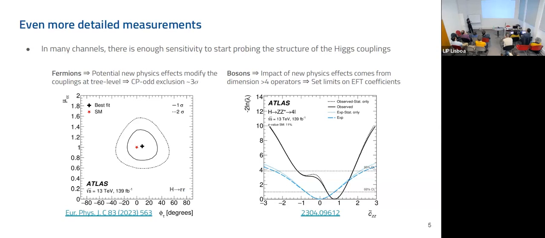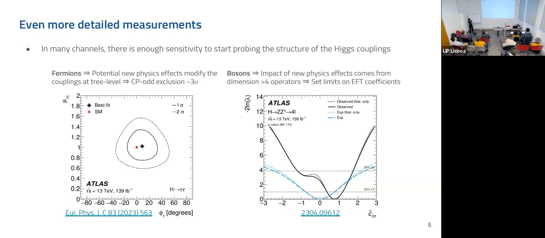When it comes to fermions, we know that potential new physics effects can affect the interactions already at tree level. So we use a simplified parameterization that I will mention a few slides later to set limits on a pure CP-odd Higgs boson. And at the moment, the best measurements that we have are around 3 sigma, meaning that we have evidence that the Higgs boson is not a pure CP-odd particle at 3 sigma. And this is an example of the measurement of Higgs to tau tau.